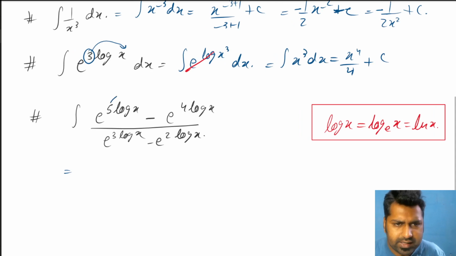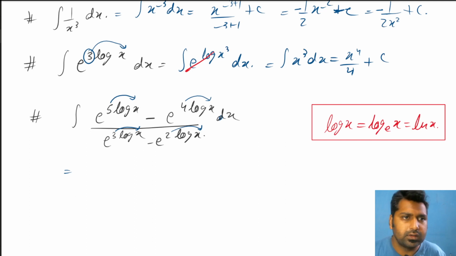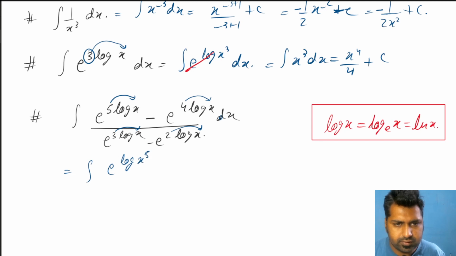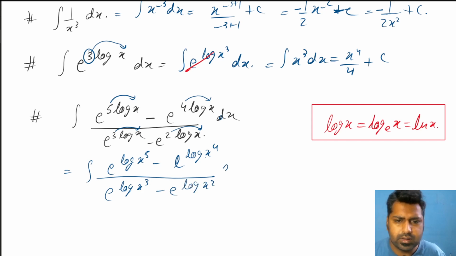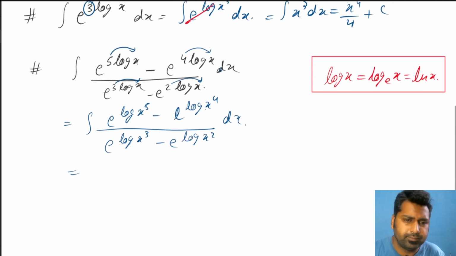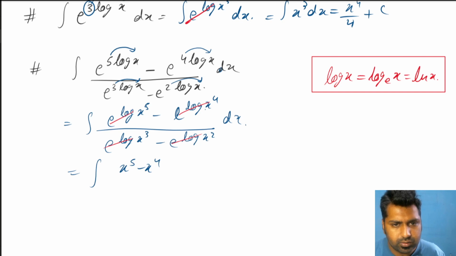Now same concept we'll use. We'll take these numbers to the power because then we can cancel the log. So this becomes integration e raised to power log x raised to power 5 minus e raised to power log x raised to power 4 upon e raised to power log x cube minus e raised to power log x square dx. So e and log cancel. What do we get? We get only x raised to power 5 minus x raised to power 4 upon x raised to power 3 minus x raised to power 2 dx.